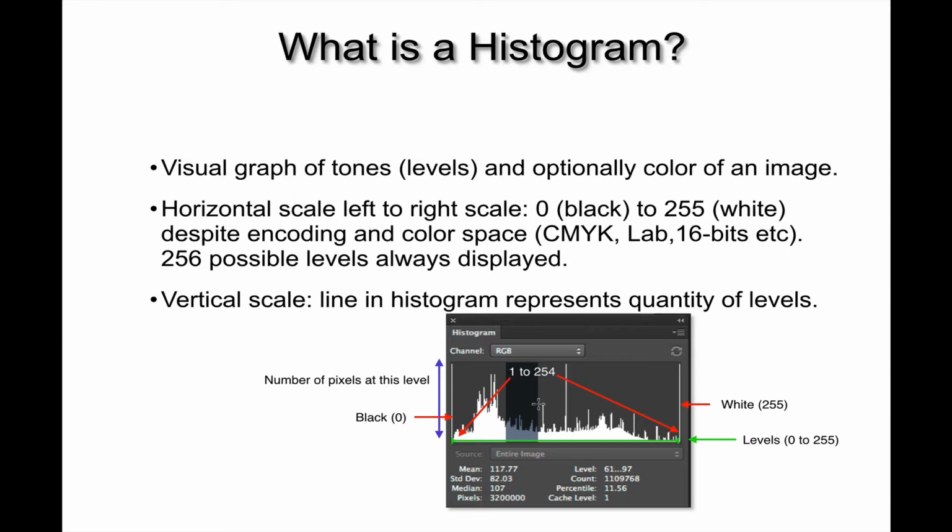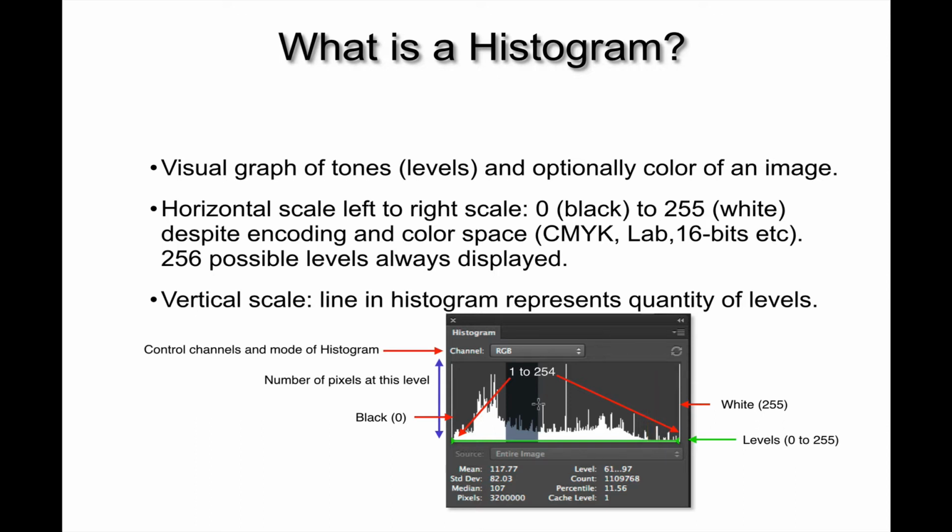The vertical line in the histogram just represents the quantity of levels at that particular point. So you can see in this particular image, right around in the middle, there's a very large or tall area, and that simply tells us there's a lot of pixels at that level. And if you look over on the far right, there's an area where there's sort of a dip. There are very few pixels in that particular level.